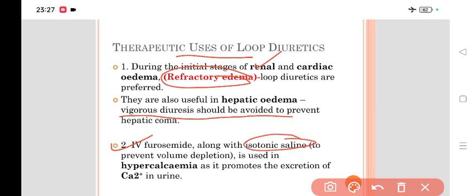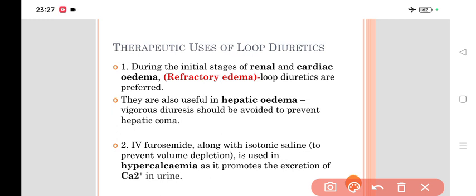It is used in the treatment of hypercalcemia. Why? Because it promotes the excretion of calcium in the urine. Whenever there is hypercalcemia, just go for the loop diuretics. It will excrete your high level of calcium in the urine.